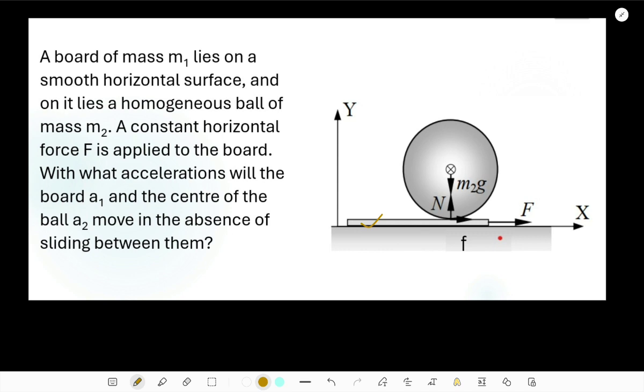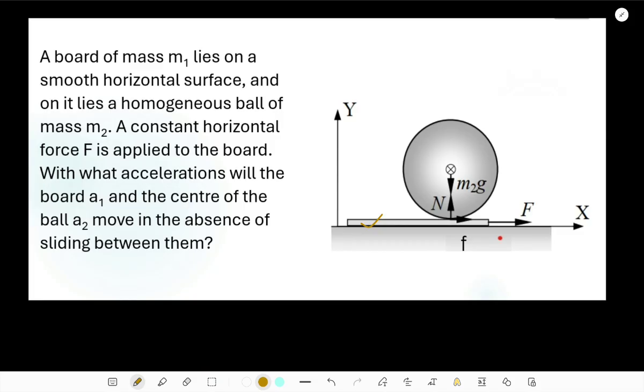The ball is a homogeneous ball, that is, a solid sphere of mass m2. A constant horizontal force F is applied on the board. With what acceleration will the board A1 and the center of the ball A2 move in the absence of sliding between them? That means there must be friction between the board and the ball, because the ball is going to perform rolling without slipping with respect to the board.